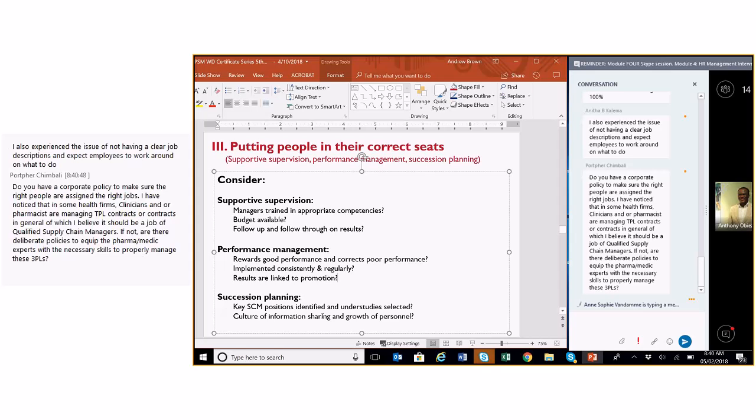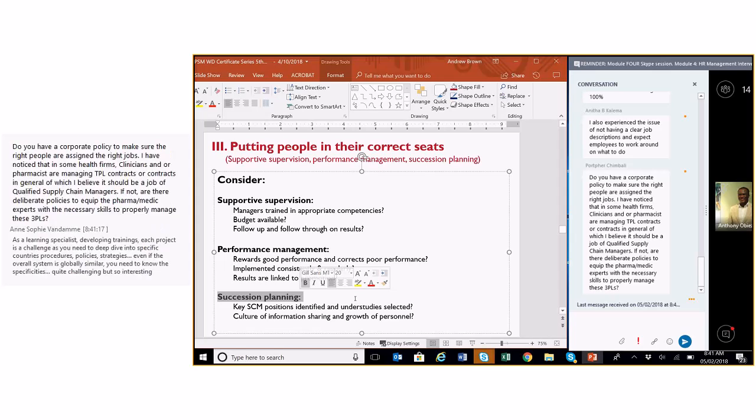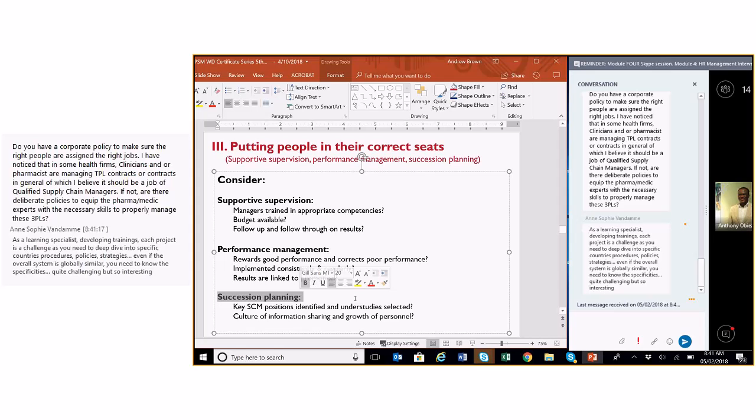An area that is particularly under addressed in supply chain organizations is succession planning. In a number of cultures, the idea of hanging on to the knowledge that you have is seen as being important because you don't want to let other staff members have the knowledge you have because they might undermine you or they might take your job.